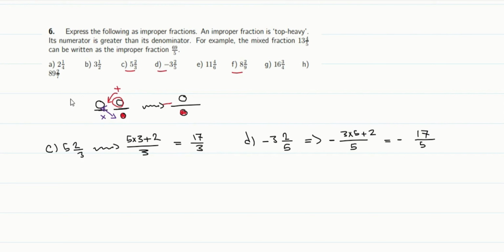Now let's solve f. We have 8 and 2 over 9. We want to change this again to an improper fraction. In an improper fraction, the value on the denominator will be the same, which is 9 in here. And the value on the numerator would be 8 times 9 plus the 2. So it would be 74 over 9.